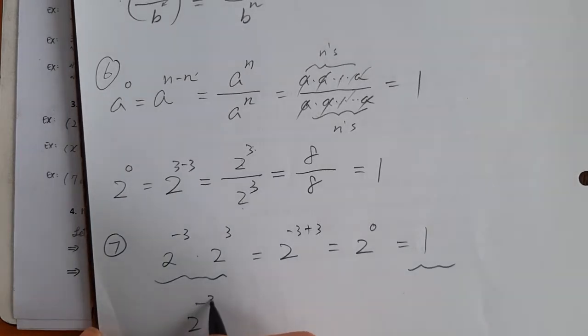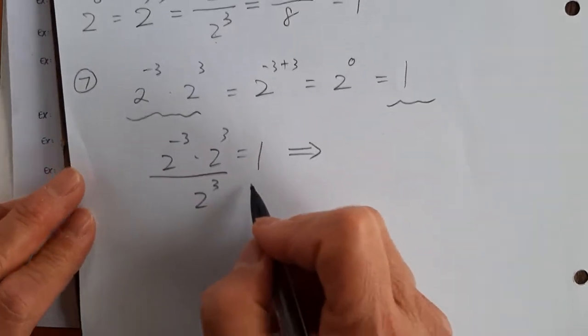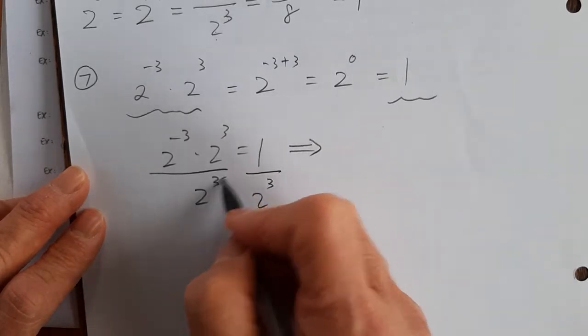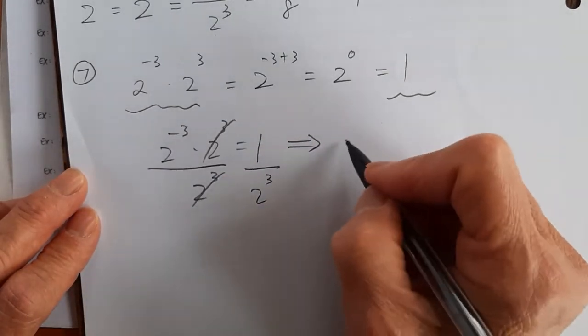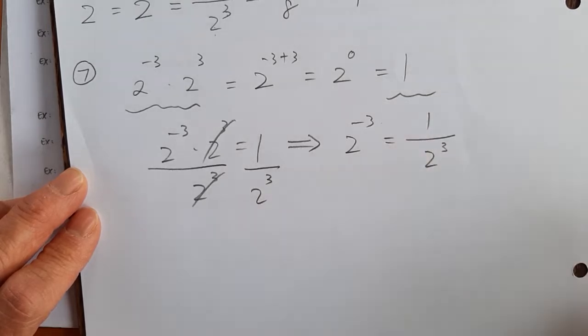So we got 2 to the power negative 3 times 2 to the power 3 equals 1. And then you divide both sides by 2 to the power 3. The 2 to the power 3 cancels. So you get 2 to the power negative 3 equals 1 over 2 to the power 3.